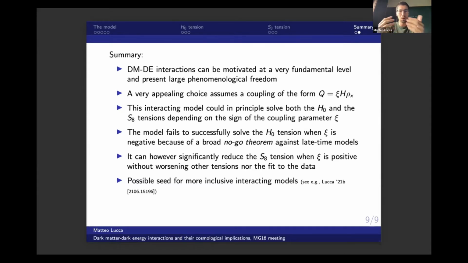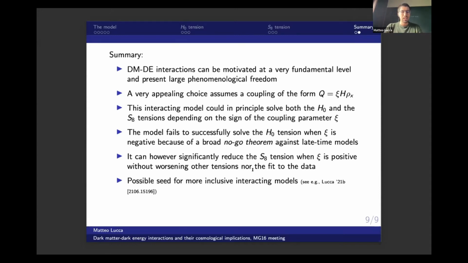It cannot solve both, because as we saw, there is, let's say, a contrast in the direction the parameters are going. But depending on the choice of Xi, you can solve either one or the other. In one of our papers, we make the argument that this model is unable to solve the Hubble tension, as well as many other late-time modifications. But if you assume Xi to be positive, then you really are able to successfully reduce the sigma value predicted by early-time measurements to the point where it becomes compatible with late-time measurements.